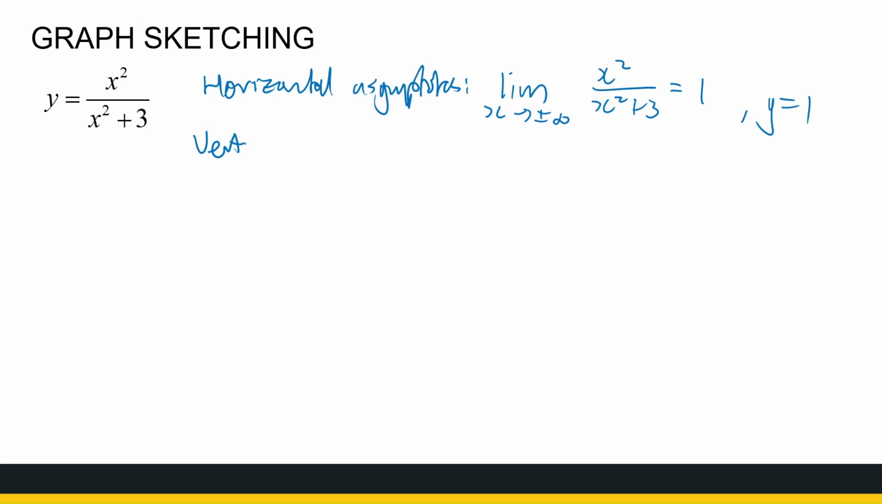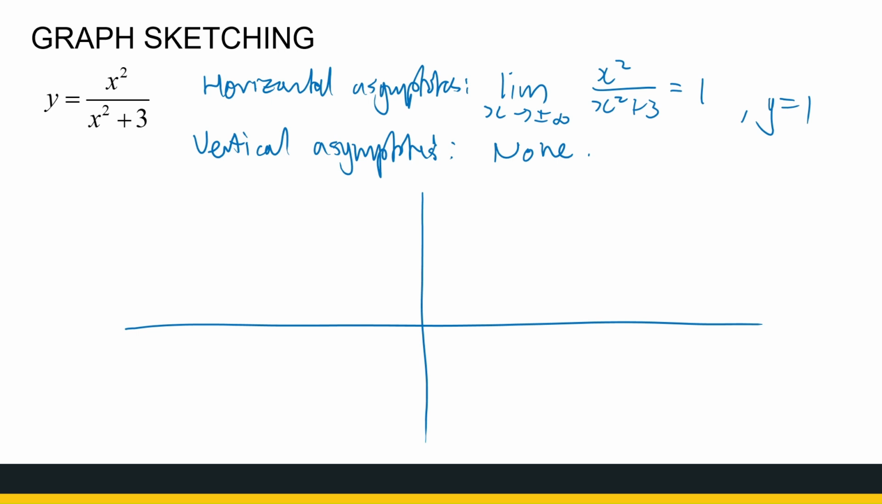Vertical asymptote: where is this function undefined? The denominator is never 0, so there's no vertical asymptotes. So now we need to bring together everything we've got to sketch this graph. It's a good place to start with the asymptotes. I know here at y equal to 1, my graph is going to tend to that as x goes to positive or negative infinity. So at the ends, it's going to go towards 1.